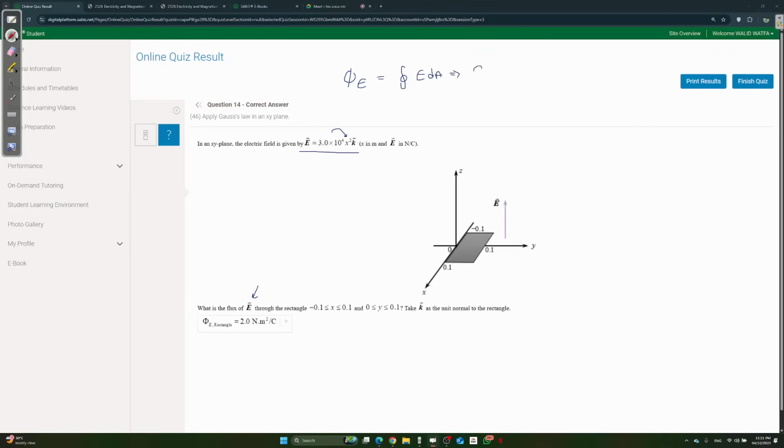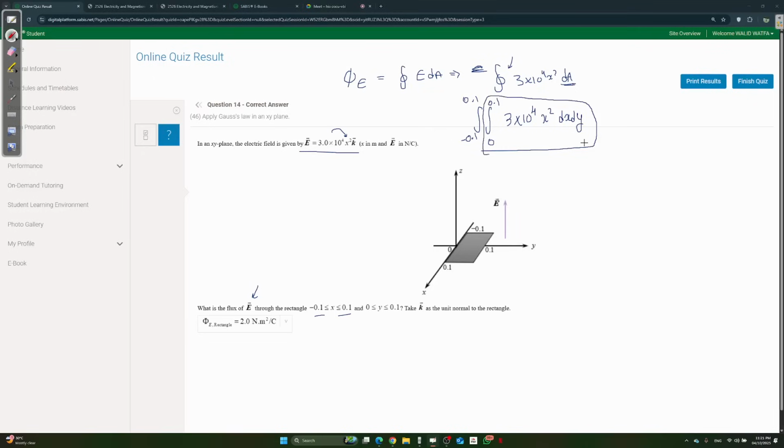So it's going to be the closed integral of 3 times 10 to the power 4 x squared dA. Now, it's a closed integral. When you actually want to open the integral, you have to make it a double integral. Outside, you're going to have the x integral. Inside, you're going to have the y integral. The x integral will be from where to where? Negative 0.1 to 0.1. The y integral will be from 0 to 0.1, of 3 times 10 to the power 4 x squared. And this dA will become dx dy.